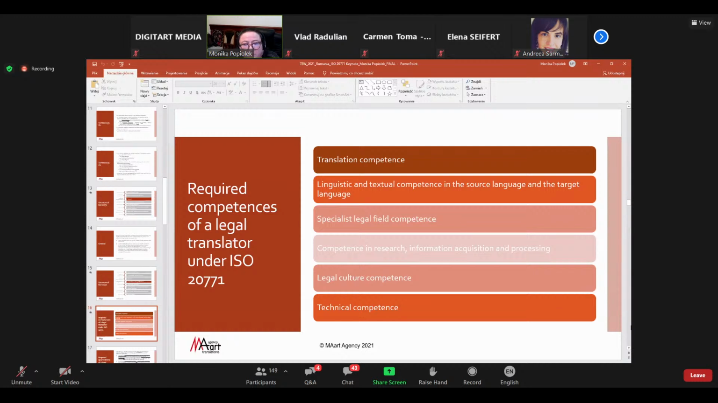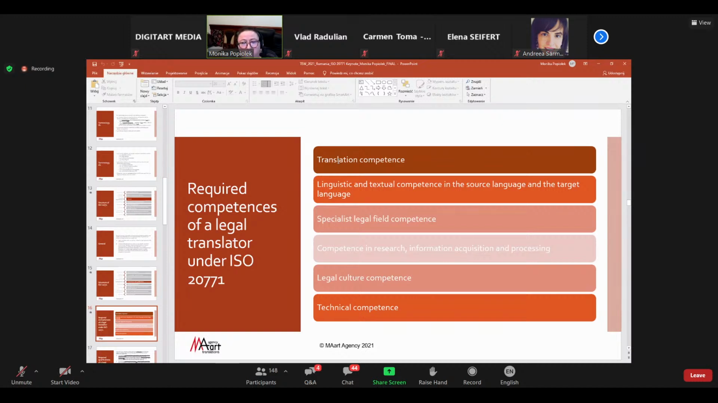What I should be doing is discussing the individual competencies, but it's impossible because we don't have enough time. So what I'm going to say here is that this section is very similar in many ways to the 17100 section, because those standards are supposed to be complementary. But all of those headings for the descriptors for competence are focused on the legal translation field of specialization.